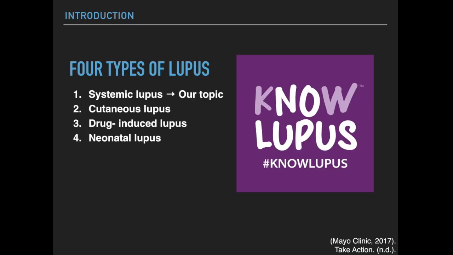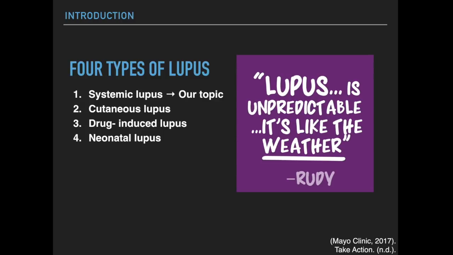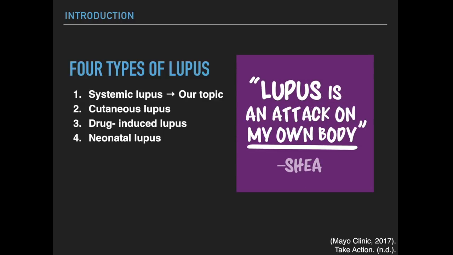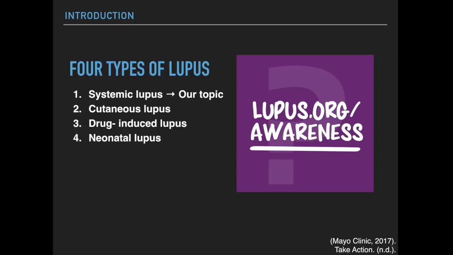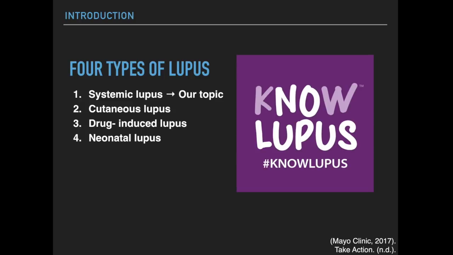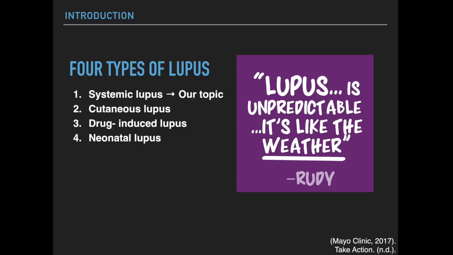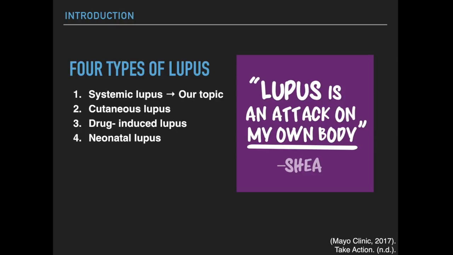Lupus is a systemic autoimmune disease, meaning that the body's immune system attacks its own tissues and organs. Inflammation due to lupus can affect many different systems, including joints, skin, kidneys, blood cells, the brain, heart, and lungs. The signs and symptoms of lupus often mimic those of other ailments, making systemic lupus difficult to diagnose.